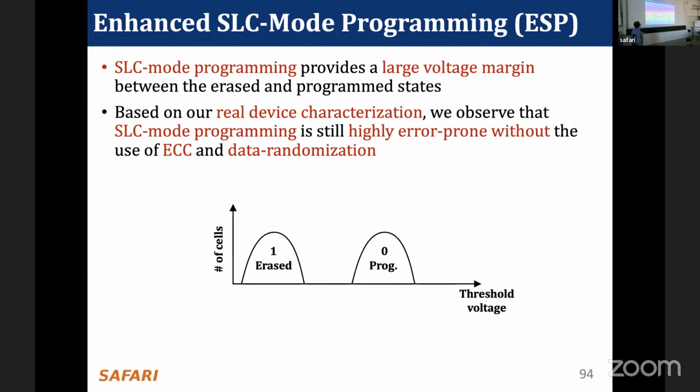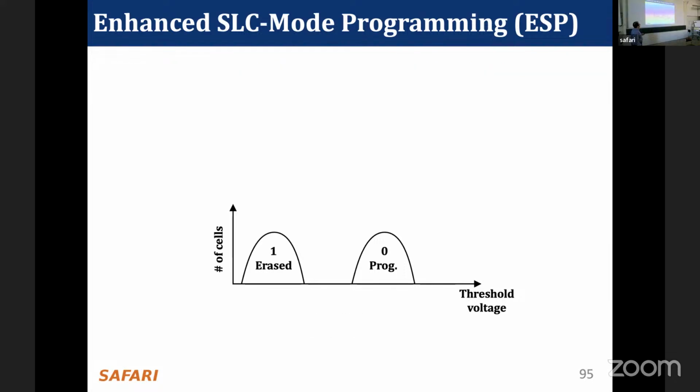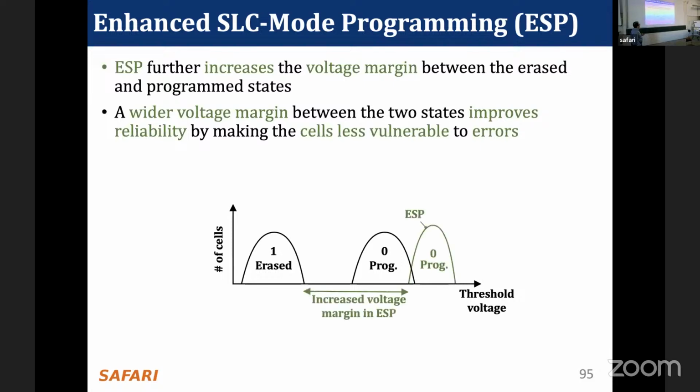As a result, we propose enhanced SLC programming, where we try to control the programming step to increase the margin. We increase the program voltage a little bit, and we increase the voltage margin between the 0 state and 1 state. We also control it more to make it sharper, so it's not that wide. Using this ESP, we observe that we can do computation with 0 error, at least for the flash chips that we tested.